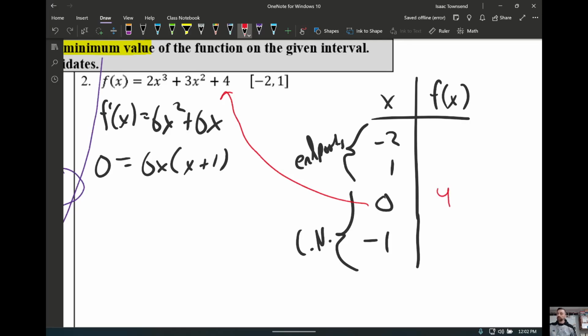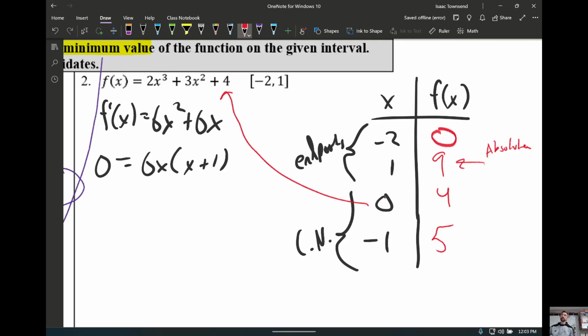So you plug in 0, you get 4. You plug in -1, you get 5. You plug in 1, you get 9. Okay, I'm doing this quickly, so 16, -12, and 0. Okay. All right, and then you can see this guy's the biggest, and the absolute max has to be in this list. So the absolute max is 9, and it occurs at x equals 1.